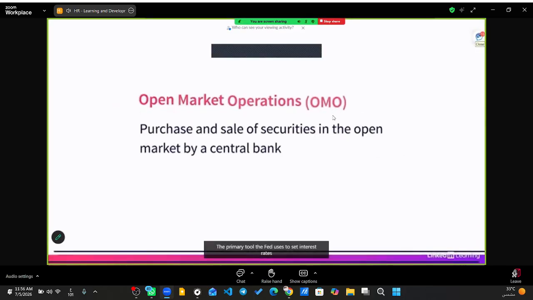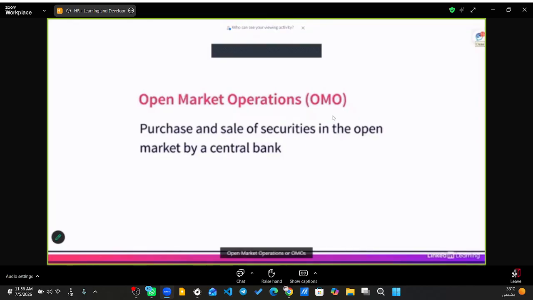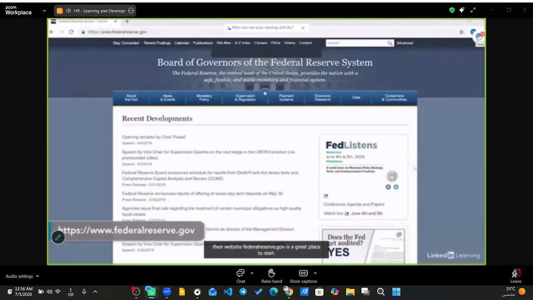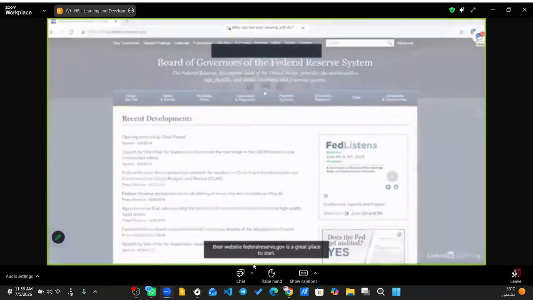The primary tool the Fed uses to set interest rates is called open market operations. Open market operations, or OMOs, are the purchase and sale of securities in the open market by a central bank. Basically, the Fed buys and sells U.S. government debt when they set the interest rates where they want them to be. If you'd like to learn more about the Fed, their website, federalreserve.gov, is a great place to start.